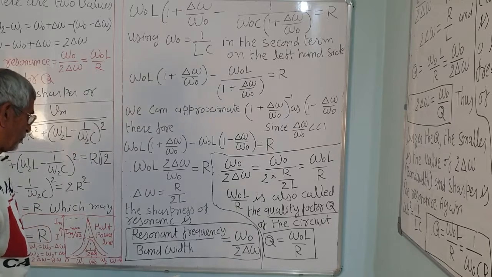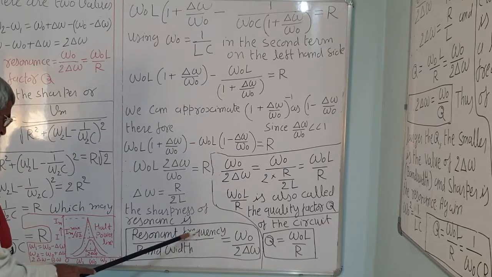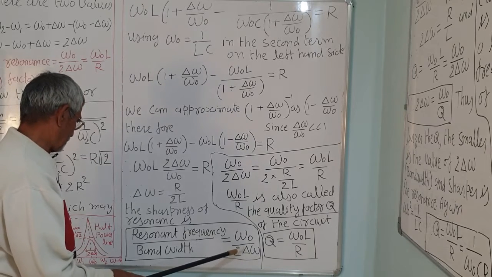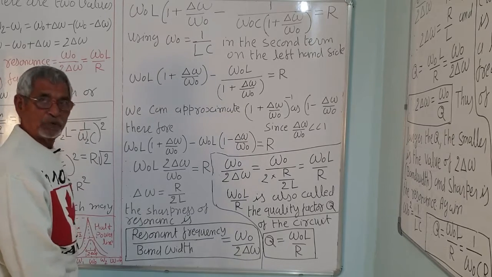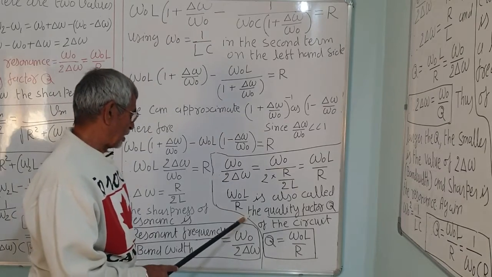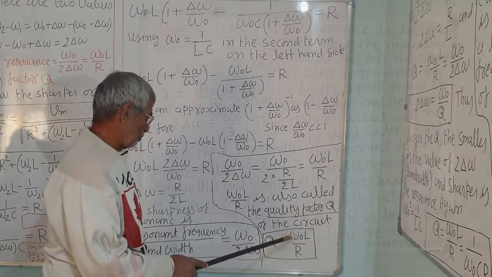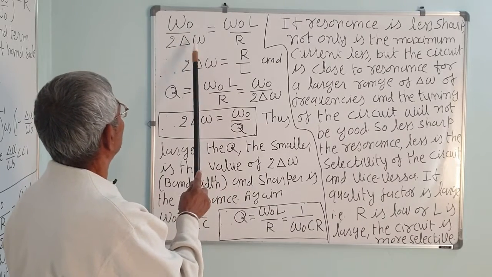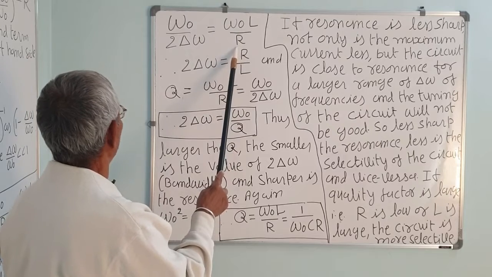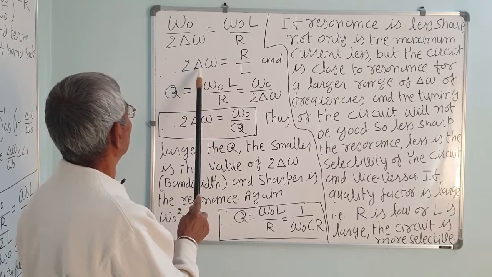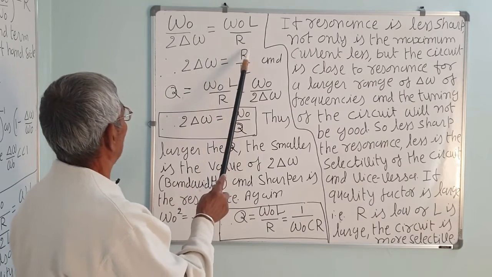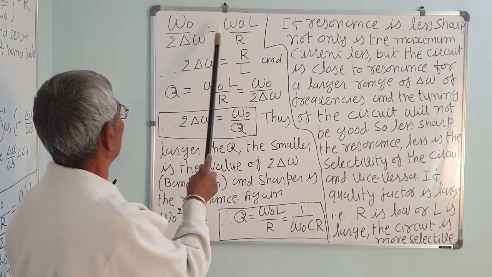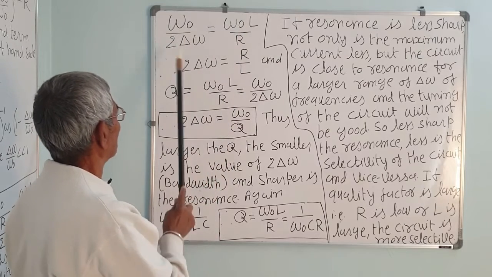So, remember these two equations. The resonant frequency upon bandwidth, omega 0 upon 2 delta omega, is the sharpness, and that is decided by the quality factor also. Q is equal to omega 0 L upon R. So omega 0 upon 2 delta omega is equal to omega 0 L upon R. Therefore, the bandwidth 2 delta omega is equal to R upon L, correct? Omega 0 cancels. So 2 delta omega, if you take this side, will be R by L.